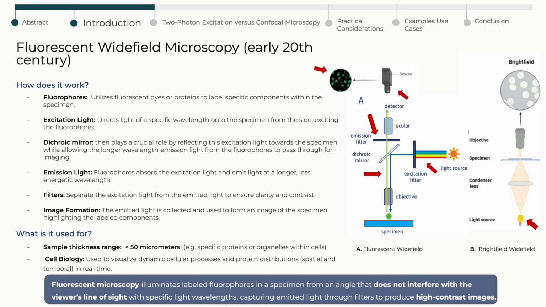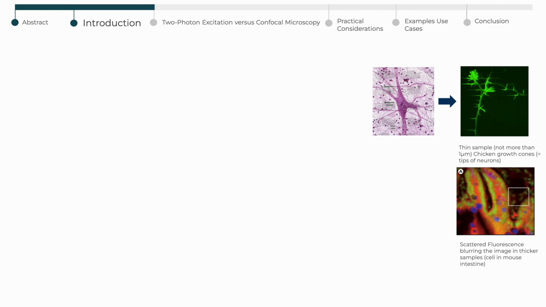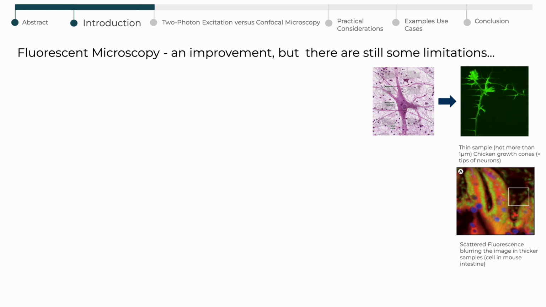So to summarize, we can see that fluorescent microscopy illuminates labeled fluorophores in a specimen from a side angle with specific light wavelengths, capturing emitted light through filters to produce high contrast images. Fluorescent microscopy was a definite improvement, but there are still some limitations. But first, let's talk about its advantages.